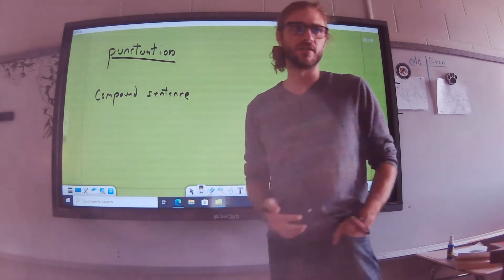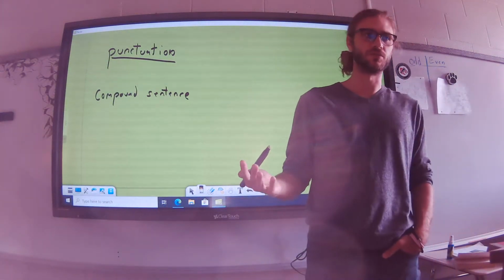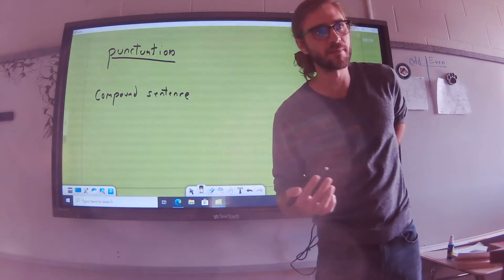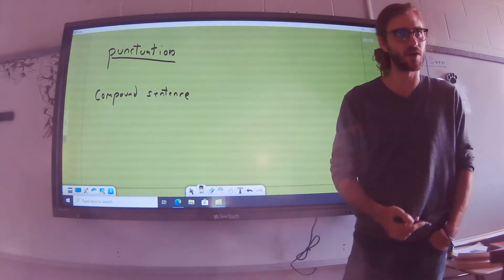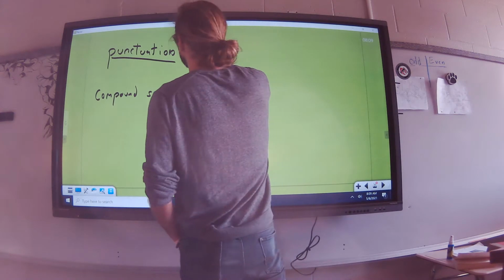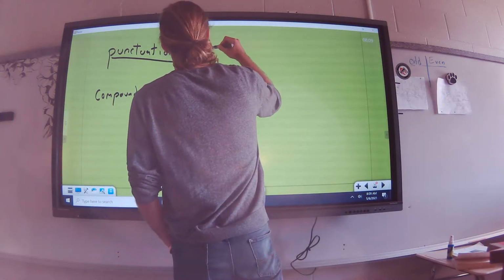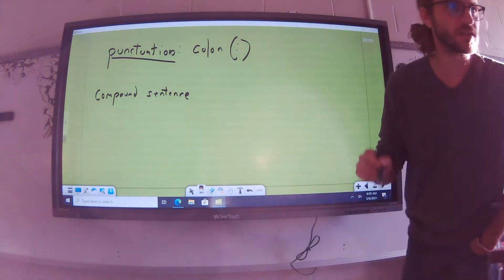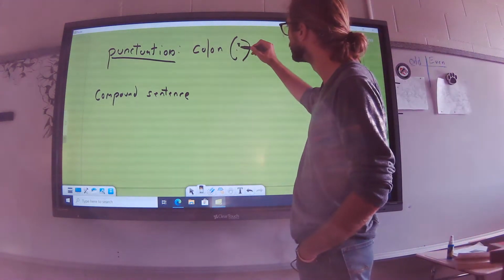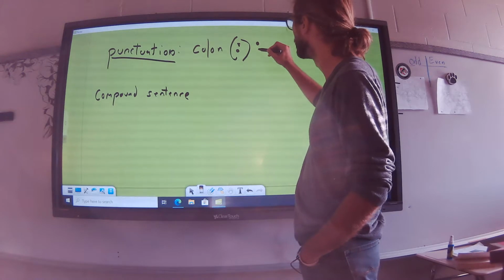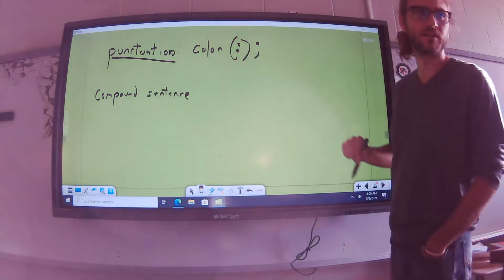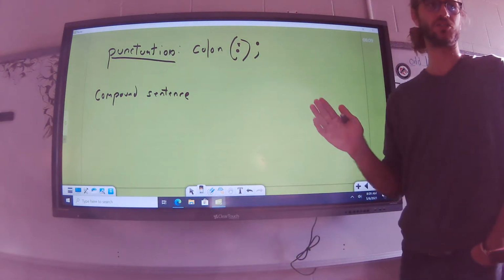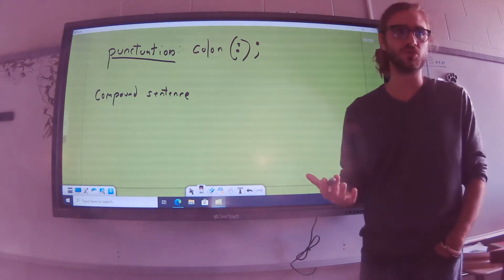So the punctuation that I would like to talk about for just a moment is not the comma, it's not the hyphen, it's not the semicolon, it is the colon. Colon, which looks like that, right? You can see that, two dots, where a semicolon is the dot and the comma almost looking like a J. So how do you use a colon?